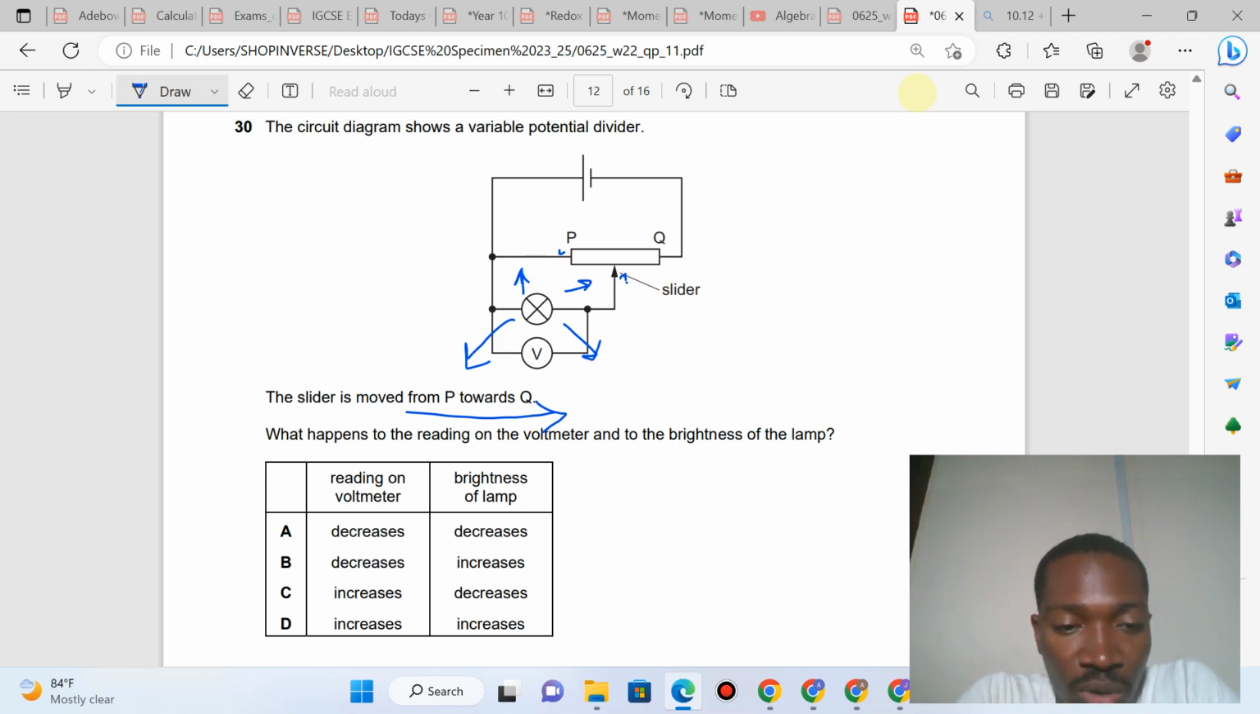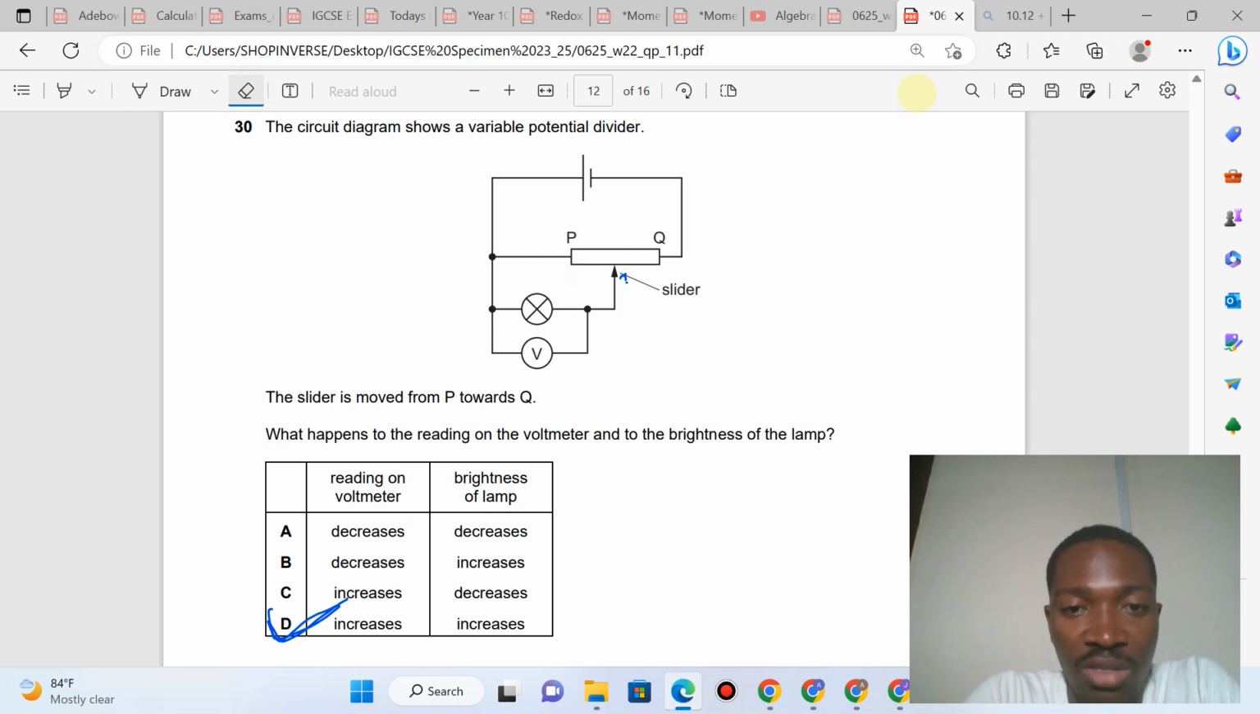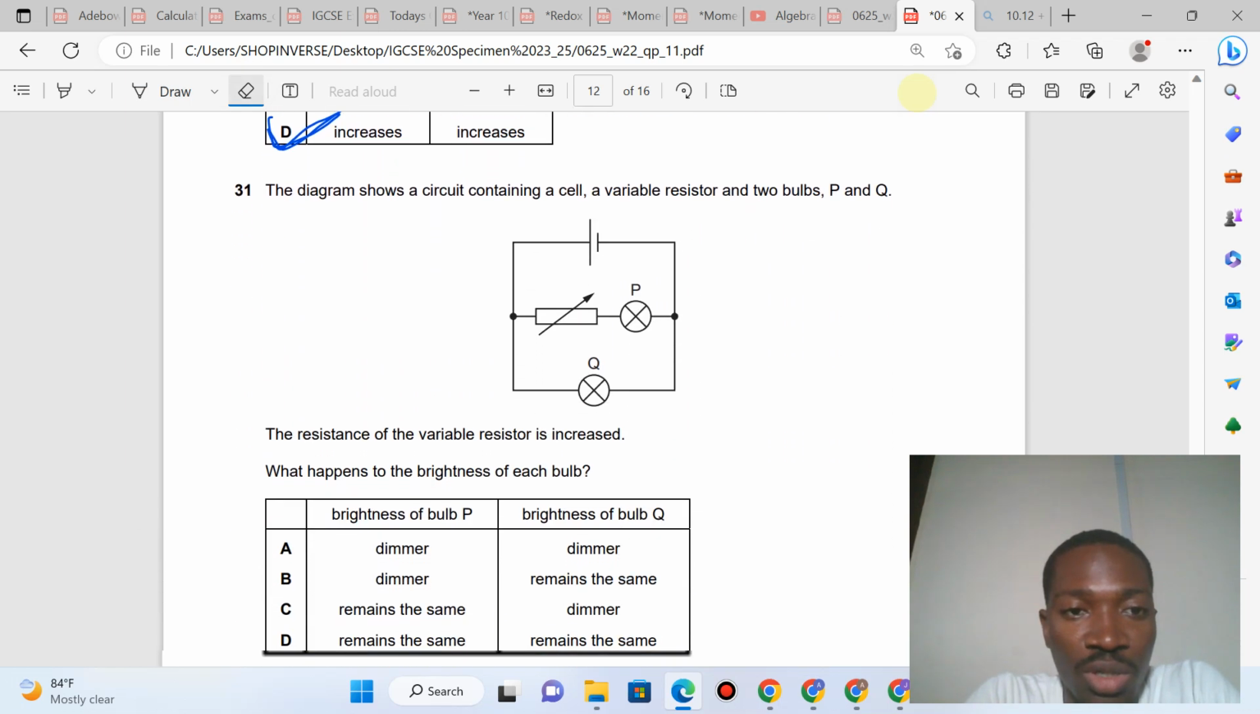Good. So, reading on the voltmeter: you are increasing the voltage, that means the reading on the voltmeter would go up, it will increase. So the reading on the voltmeter would increase and the brightness of the lamp will increase, which makes option D the correct answer to this question. Question 31.